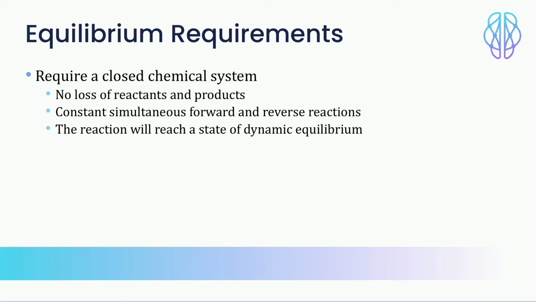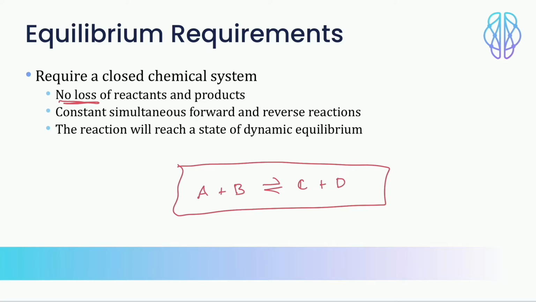We've discussed before about an open and a closed chemical system. And this is where our closed chemical system comes into place. So we need to make sure there's no loss of reactants and products. So let's draw our A plus B, a reversible reaction going to C plus D, and it's within a box. So we're not losing any of our reactants, nor are we losing any of our products. So what that means is our products can go back and react to make reactants.